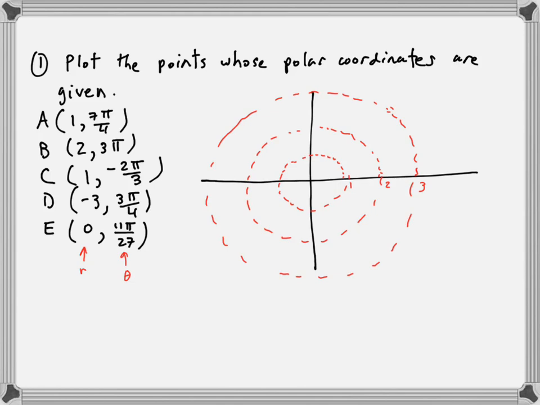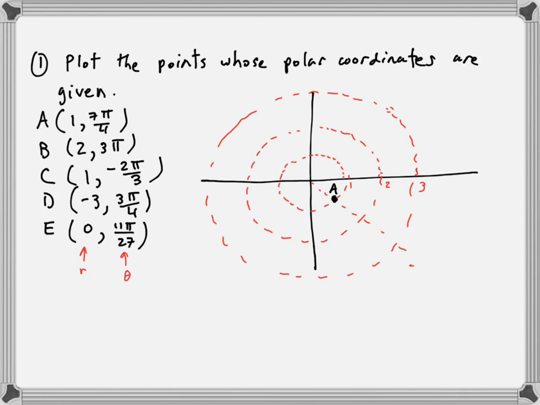First, let's look at point A. It says that we want the radius to be 1. In other words, it sits on that circle, and the angle is 7 pi over 4. So 7 pi over 4 is, of course, this angle. And we know we're going to sit on the circle of radius 1. And so this guy right here would be A.